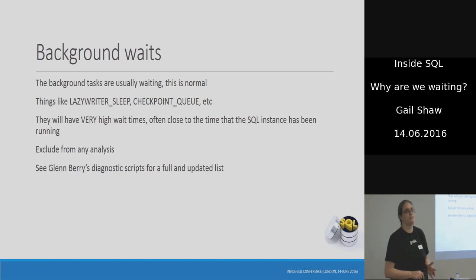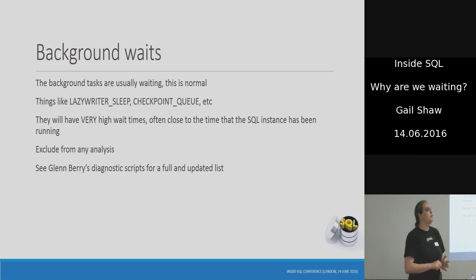The background waits. There's a reason why most of the scripts you'll find for waits have a massive long list of WHERE wait_type NOT IN, because there's a whole bunch of wait types which are completely normal, completely expected, and completely benign. Almost all of the background processes are in a wait type by default. Let's take, for example, the lazy writer. The lazy writer's job is to write dirty data pages from memory back to disk when there's memory pressure. There's a bunch of other things as well. The lazy writer spends most of its time doing nothing.